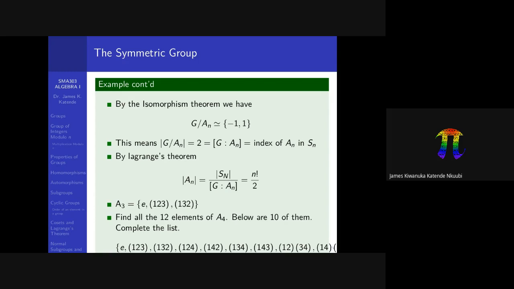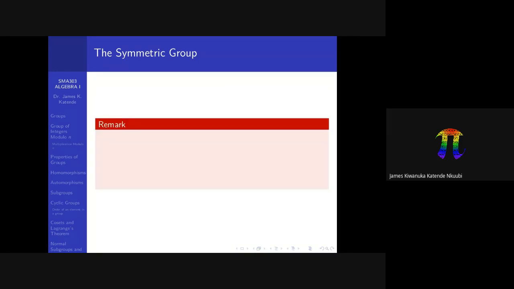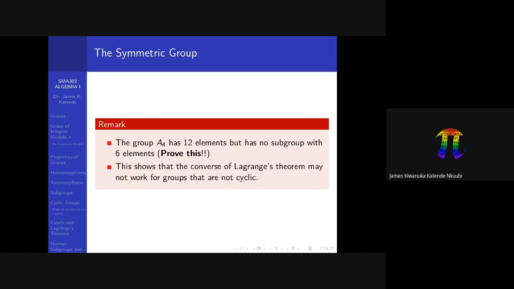So you can follow up with some remarks. Now you will note the following. The group A4 has exactly 12 elements. Now 6 is a factor of 12, but A4 does not have a subgroup with 6 elements. You can look up the proof for this. There are plenty of places you can find the proof; just look online. So this is an example to show that the converse of Lagrange's theorem may not work for groups that are not cyclic. This A4 is not a cyclic group.